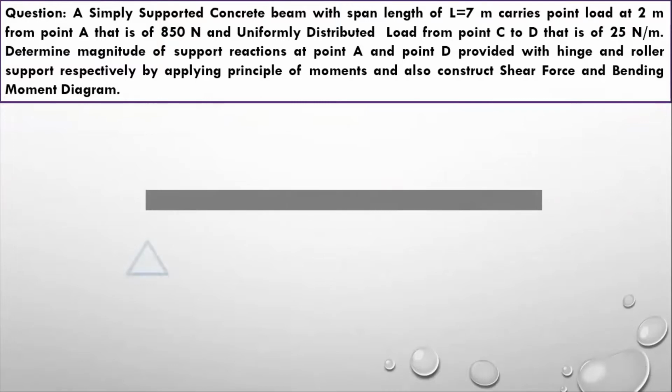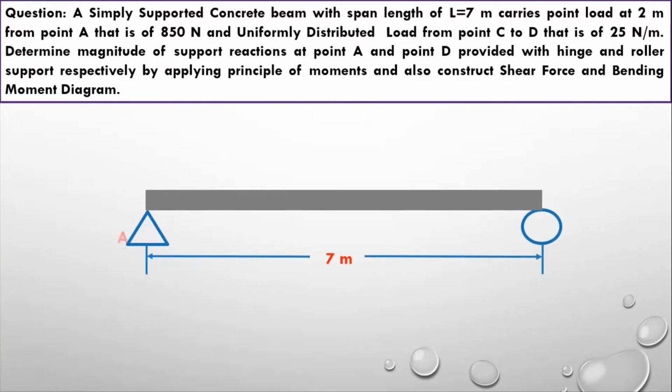So here is the simply supported concrete beam which has a span length of 7 meters and it is carrying a point load of 850 Newton and a uniformly distributed load from point C to D, that is 25 Newton per meter. And the length of the beam is 7 meters. This is A, B, and at B we have a point load, which is 2 meters from point A.